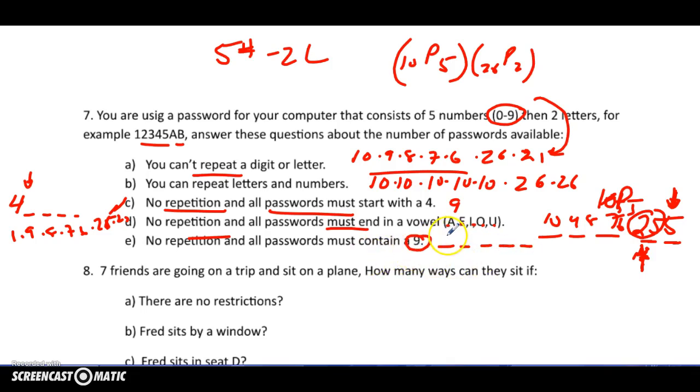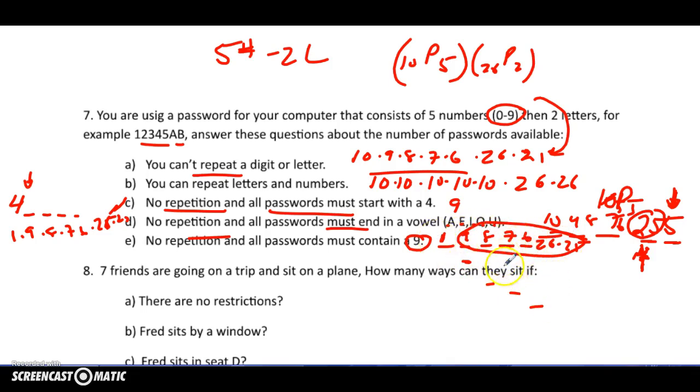So let's just pretend it's here. Okay, so if we put it here, then after that you're going to have 9 options, 8 options, 7 options, 6 options for everything else, and then it's going to be 26 and 25 for the letters. But then you have to ask yourself, what happens if the 9 goes here, the 9 goes here, the 9 goes here. So there are 5 different ways you can get this total. It's where the 9 is first, or second, or third, or fourth, or fifth.